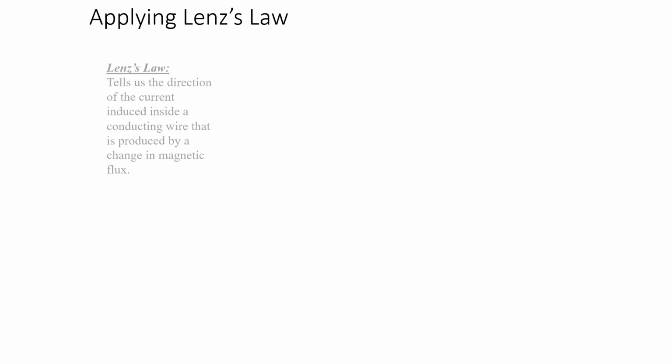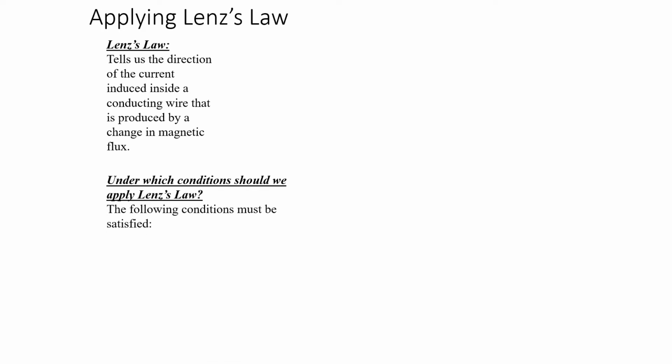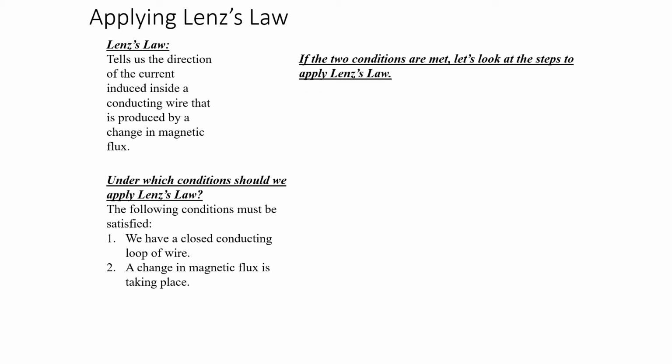Now we're going to talk about applying Lenz's law. As I've said before, Lenz's law tells us the direction of the current induced inside a conducting wire that is produced by a change in the magnetic flux. So, under which conditions should we apply Lenz's law? In order to apply this law, we must satisfy two conditions. One, we have a closed conducting loop of wire, and two, there's a change in magnetic flux taking place. If these two conditions are met, we're going to look at some steps to apply Lenz's law.